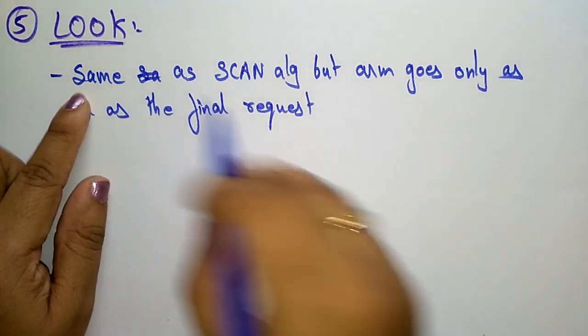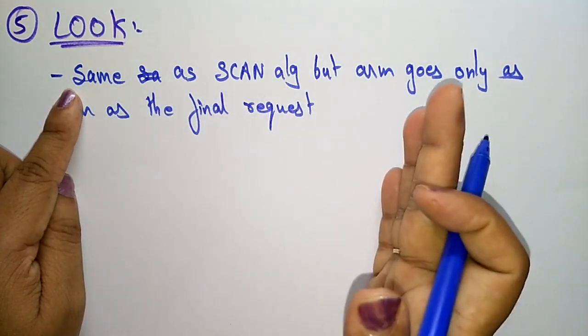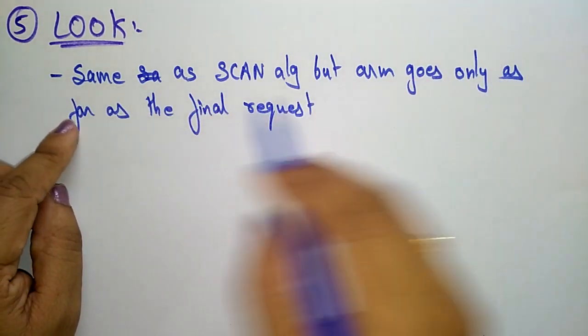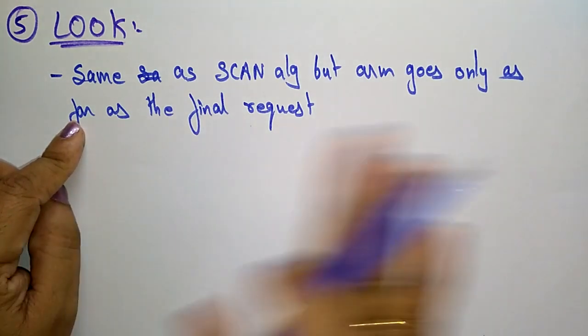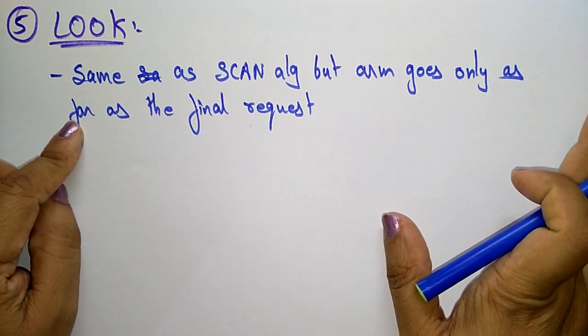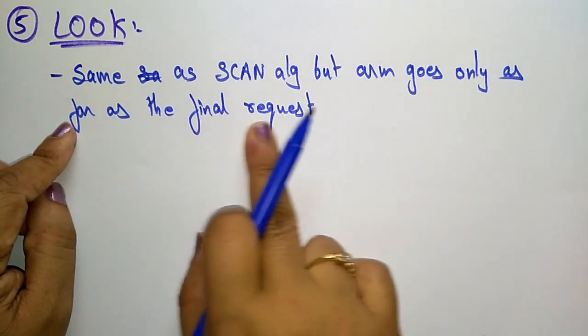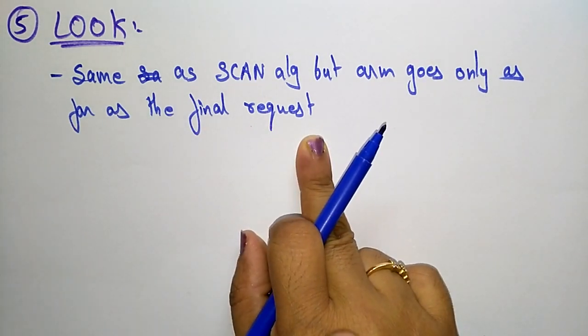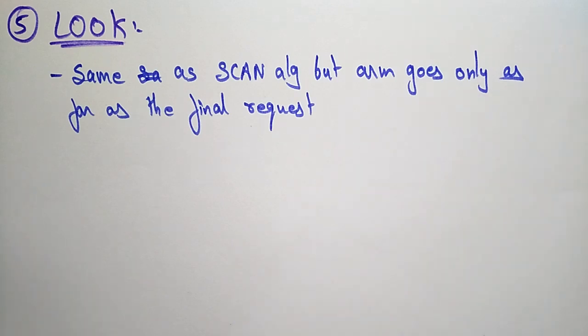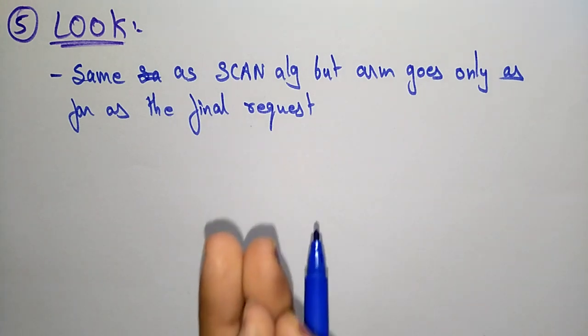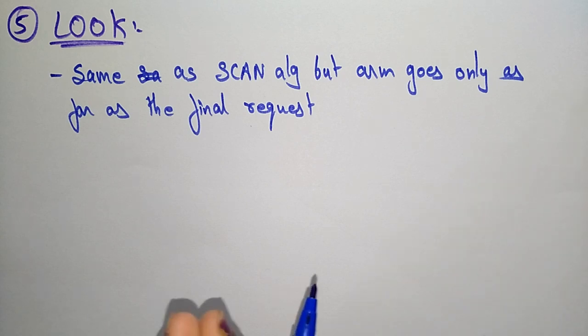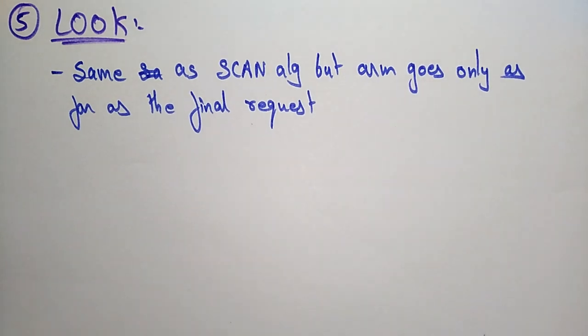But here in the LOOK, it just scans like that, to the next largest value, but it only reaches up to the final request. It doesn't reach the end of the disk, the last track. It just visits the final request in each direction and then reverses direction without going to the end. It only visits the tracks that are requested. So that is the main difference between LOOK and scan.